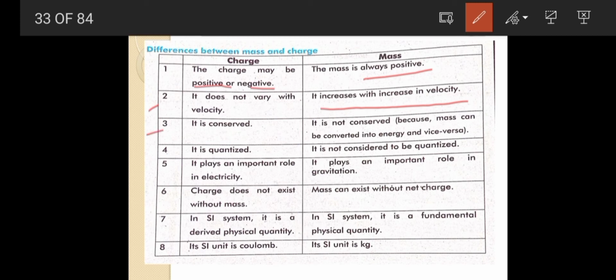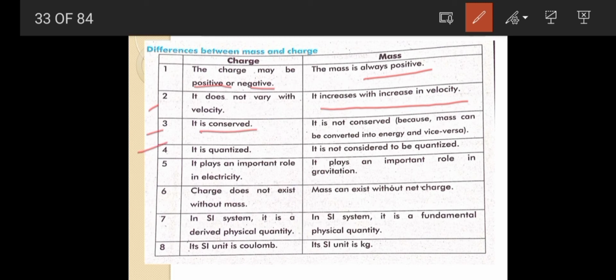Then third one, charge is conserved, whereas mass is not conserved, because mass can be converted into energy, whereas energy also can be converted into mass. That is why mass is not conserved, whereas charge is conserved. Conserved means you can never destroy or create a charge. You can just transfer charge from one body to another body. So that is what the conservation says. So that is why charge is conserved, whereas mass is not conserved.